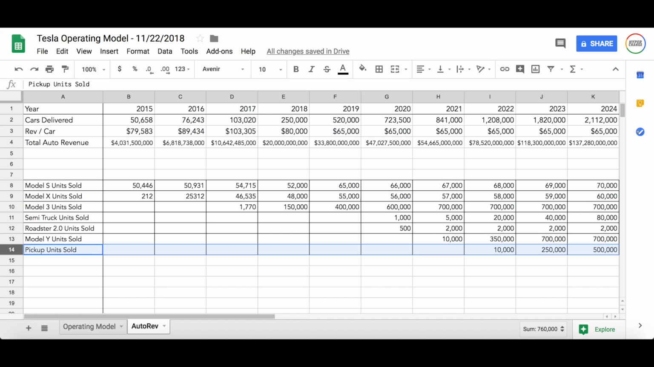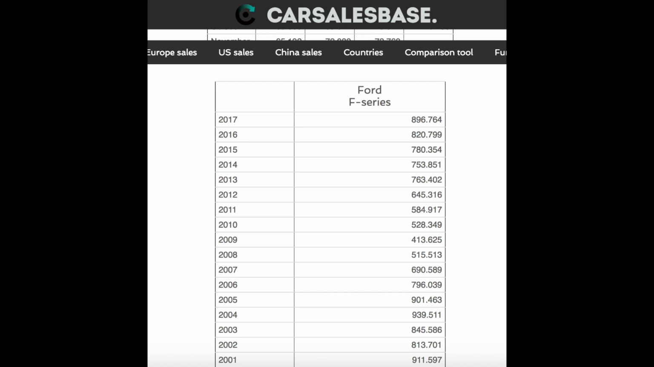And so although I have it scaling to 500,000 units in 2024, I think eventually it could be doing way more than 500,000 units globally. I mean, Ford, for example, sells about 900,000 units of its pickup truck, the F series, in the US alone each year. So if Tesla gets more market share than Ford has today, it could be like 1 million units of the pickup, but that's my estimate for now.